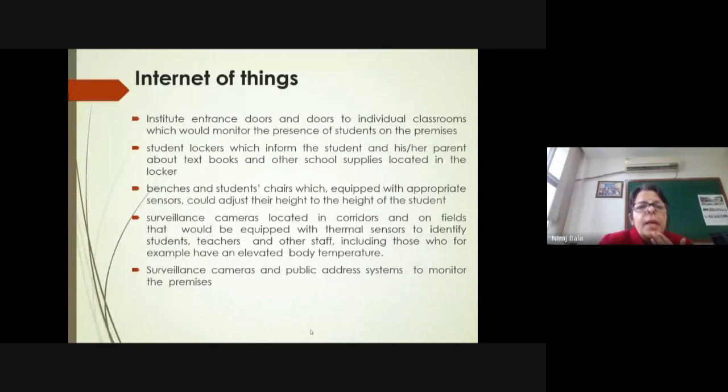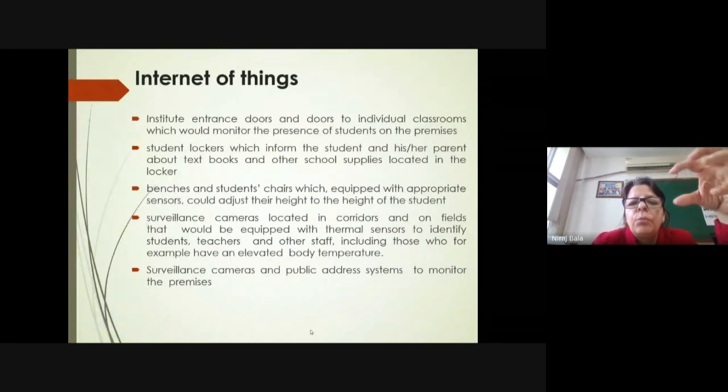Another thing which they are using is student lockers. In certain schools and institutes, there are lockers where the students keep their things, their textbooks and other school supplies. So if we apply the Internet of Things to the lockers, then automatically the parent or the teacher can come to know that a particular student's locker has these books, this particular book he has taken home, and now he has kept it back in the locker. So if we connect IoT to the student's locker, we can get information about what he is reading, what he is studying.